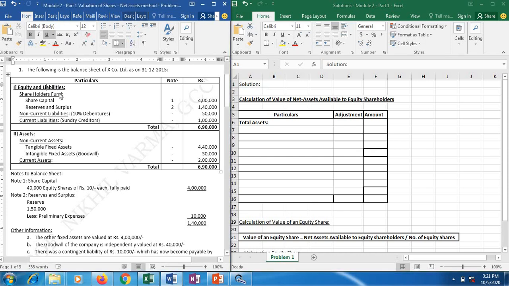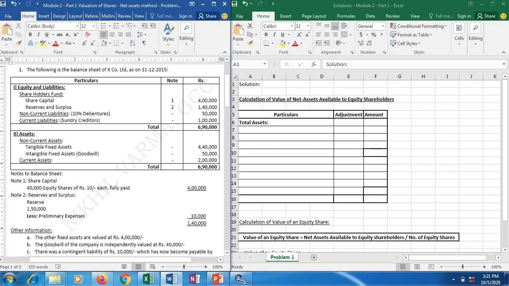So the illustration is given here. The following is the balance sheet of X Company Limited as on 31/12/2015. They've given the liabilities side here. They've given share capital in note number 1, reserves and surplus in note number 2. Share capital, we only have equity shares, so need not worry about preference shares. Then we have reserves and surplus.